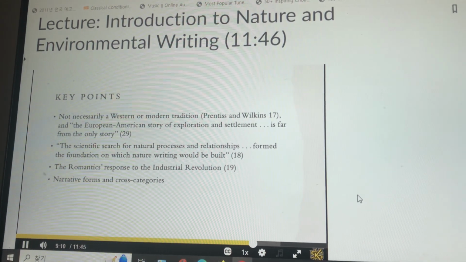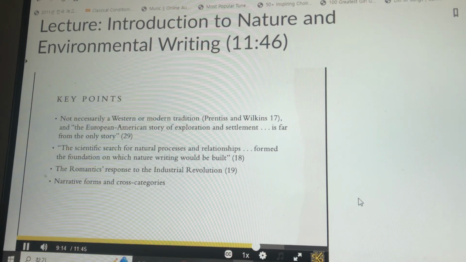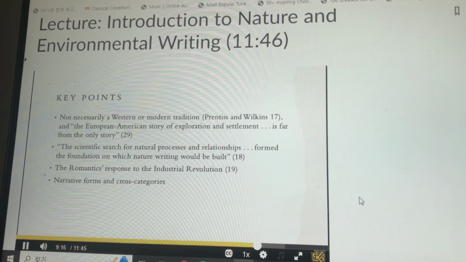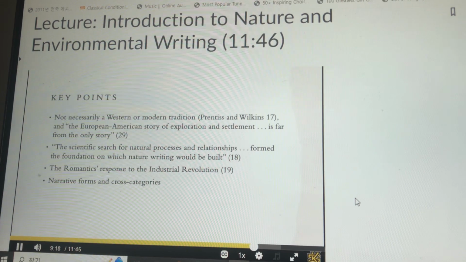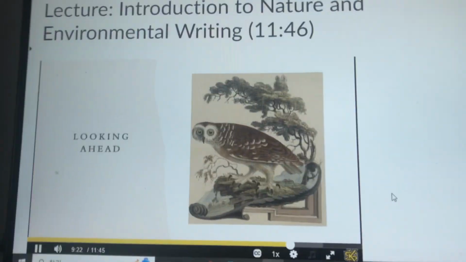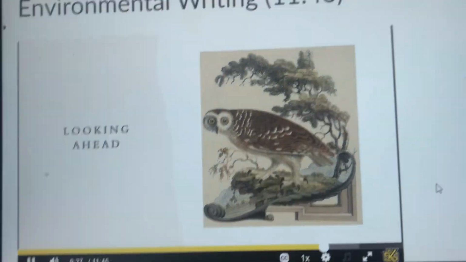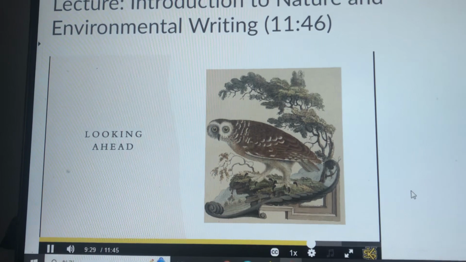Finally, you will encounter information about various narrative forms and cross-categories in Chapter 2, and this information will be useful to you as you read and write this semester. As I wrap up this overview, I want to look ahead and mention a critical lens and a mindset that will be important to this course.